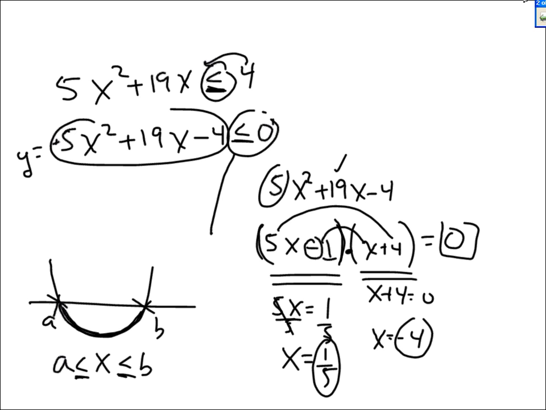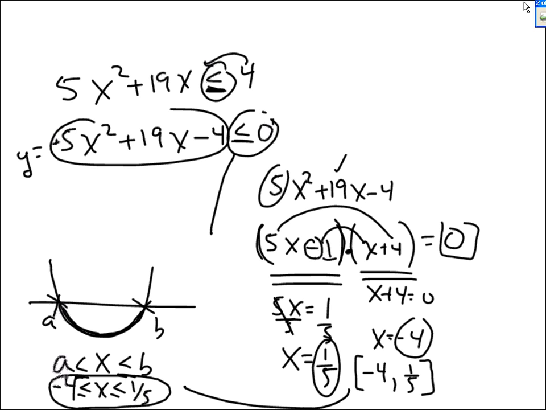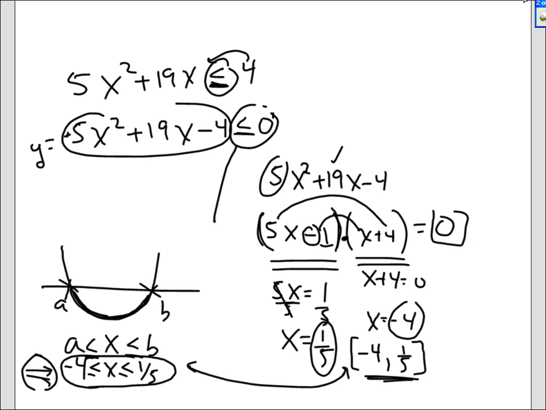Negative 4 is a smaller number. 1/5 is a larger number. x is in between negative 4 and 1/5. There is your answer. If you are asked to write it in interval notation, it's between negative 4 and 1/5. And since you're allowed to have equality at the end points, put closed brackets. Here are two different ways of expressing the same answer: inequality and interval notation.